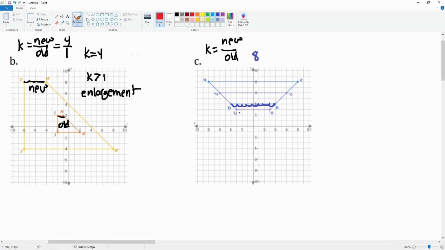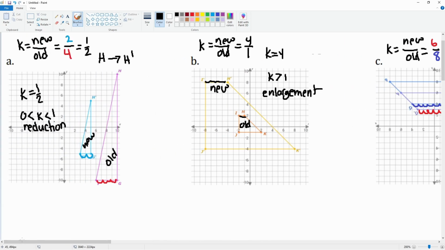And let's see what the new is. 1, 2, 3, 4, 5, 6. Okay, and that does simplify to 3 over 4. K is less than 1, greater than 0. This is a reduction. Okay, so there you go. That is how you find the scale factor and classify that scale factor.